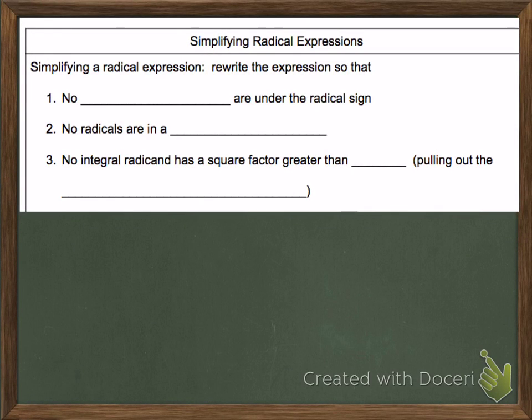Hello, algebra students. Today we're going to take a look at simplifying radical expressions. Simplifying a radical expression means we want to rewrite the expression so that there are no fractions under the radical sign, and so that no radicals are in the denominator. So we don't want a cube root or square root, mostly square roots are what we're going to work with, in the denominator.